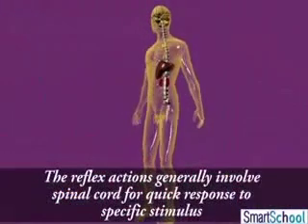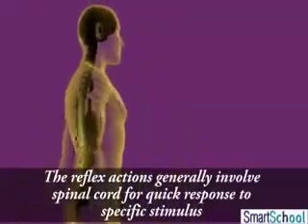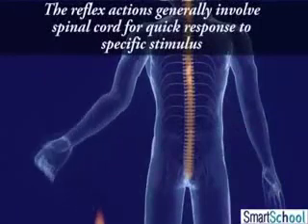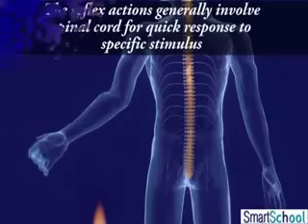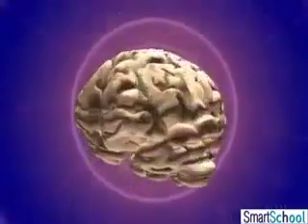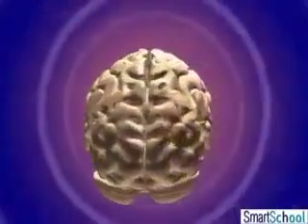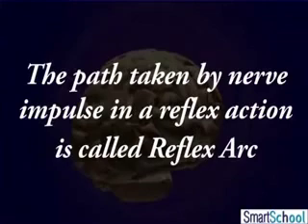The reflex actions generally involve spinal cord for quick response to specific stimulus, or otherwise the thinking process of brain may take time and delay the response, which may harm the animal. However, information input also goes on to reach the brain where thinking process occurs. The path taken by nerve impulse in a reflex action is called reflex arc.